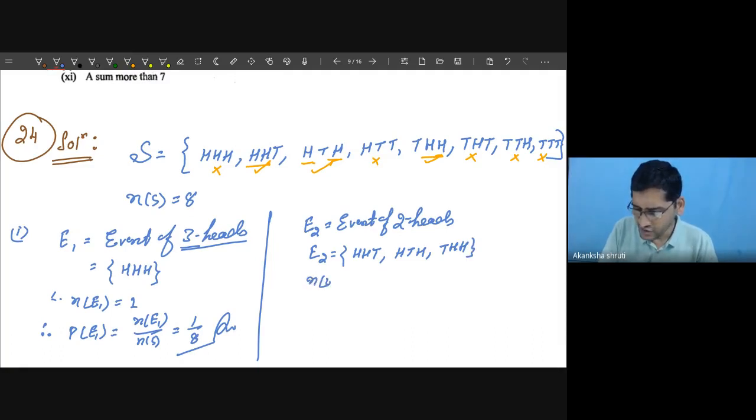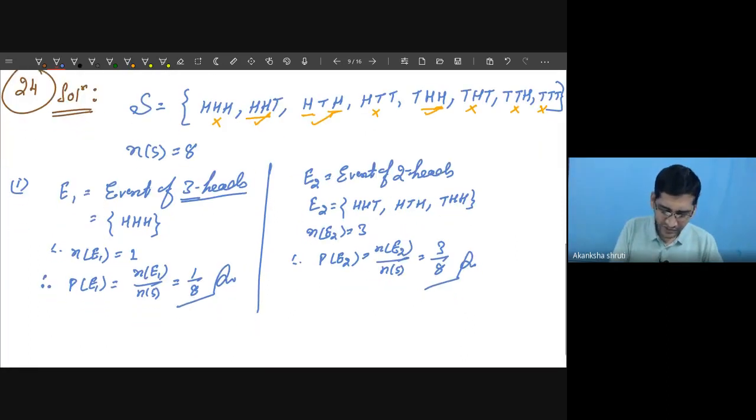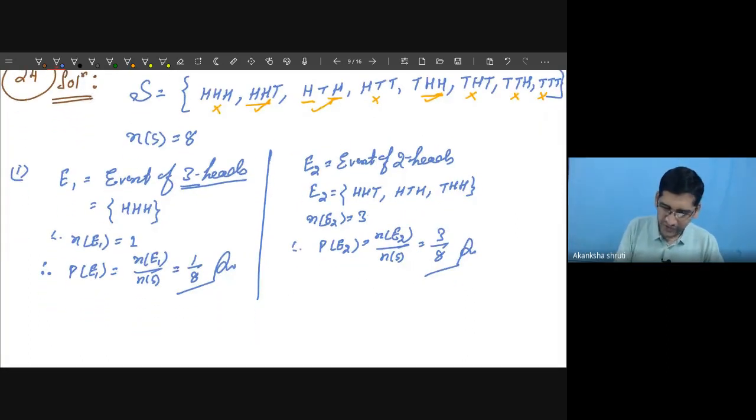So n(E2) is equal to 3. Therefore, P(E2) is equal to n(E2) by n(S), which is 3 by 8. It's so simple. Are you getting? Now the third one, or even this first one, you may write ABC itself.